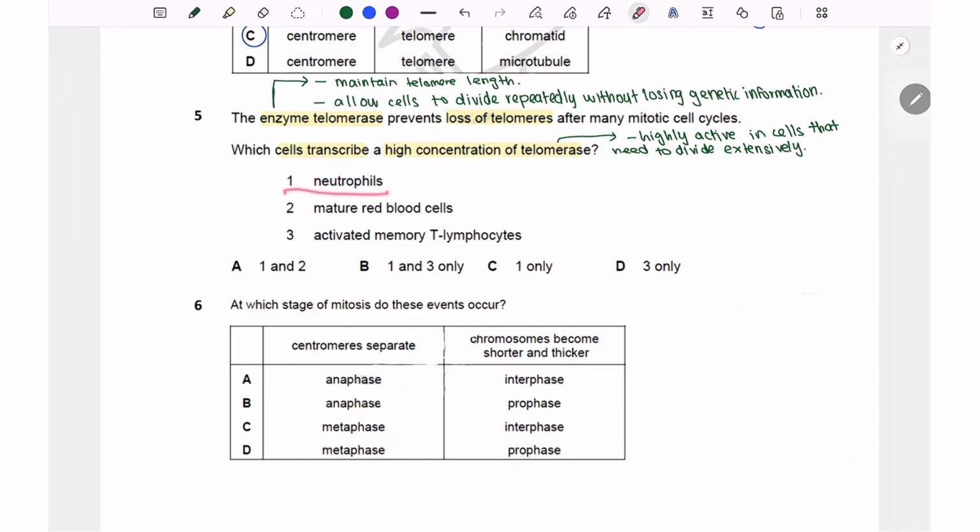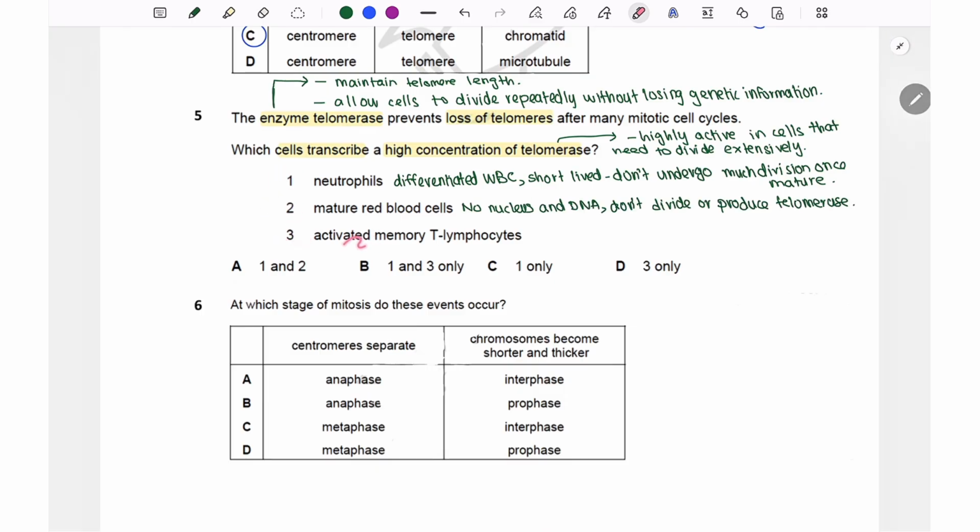Number 1, neutrophils. Neutrophils are a type of white blood cell, a type of phagocyte. They're differentiated white blood cells. What we know about them is that they're short-lived and they don't undergo much division once they're mature. Because they don't divide much, they're not going to need this enzyme. Number 2, mature red blood cells. What do we know about red blood cells? Red blood cells don't have a nucleus and DNA, so they don't divide or really produce this enzyme. They're not able to because they don't have the DNA. So this is not going to be it.